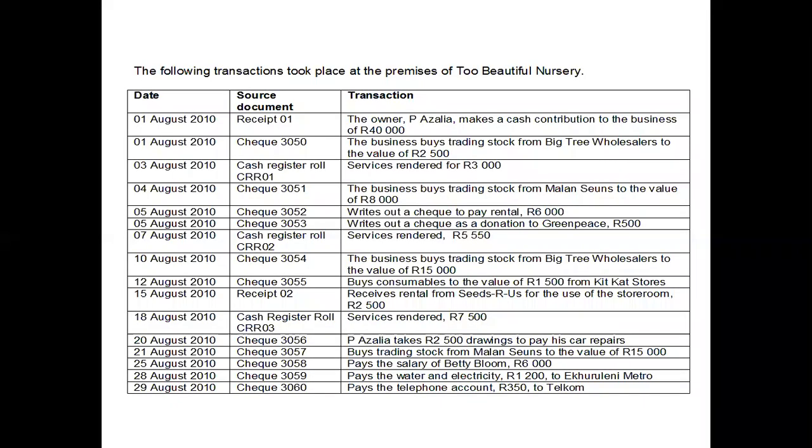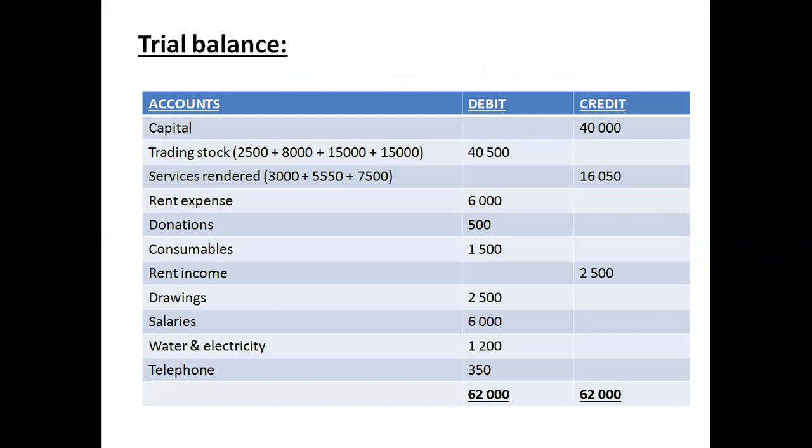All right, the next one on the 12th, buys consumables to the value of 1,500 Rand from KitKat Stores. So it's consumables. The amount is 1,500 Rand. Let's see how you're going to enter it into the trial balance. And there you will see under donations, consumables, 1,500 Rand on the debit side. Because you buy those consumables, they will be seen as an asset. Assets are always on the debit side.